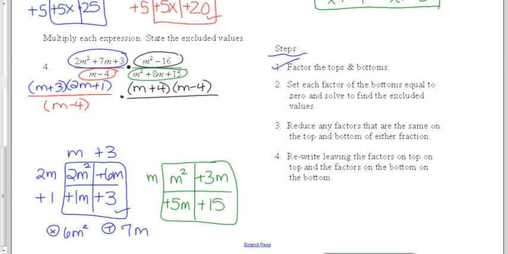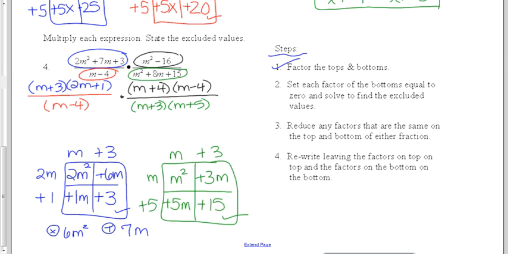GCFs. And double check, 5 times 3 is 15. Looks good. So my two factors are m plus 3 and m plus 5. So this step is done: factor the top and bottoms. Next step is to find the excluded values.